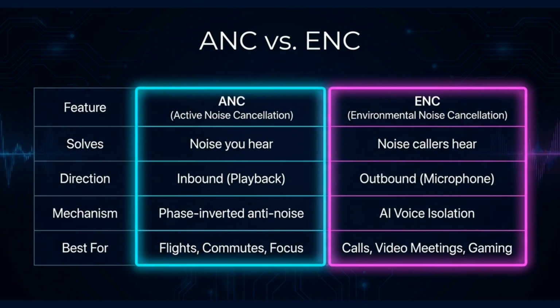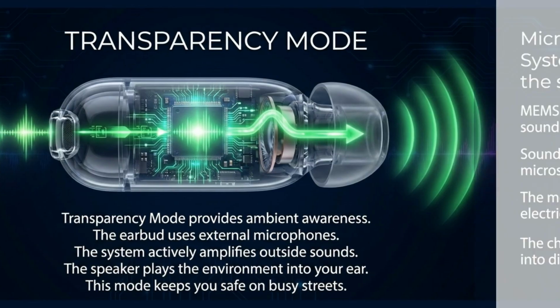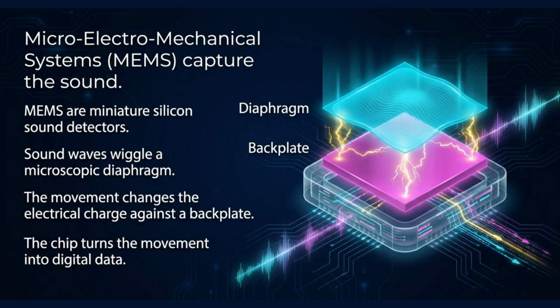To summarize, ANC is for the noise you hear using anti-noise, making it perfect for travel. ENC is for the noise others hear, making it essential for calls and meetings. Transparency mode works the opposite way. It uses external microphones to actively amplify and play the surrounding environment into your ears, helping you stay aware and safe on busy streets.